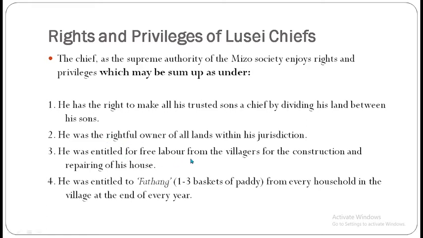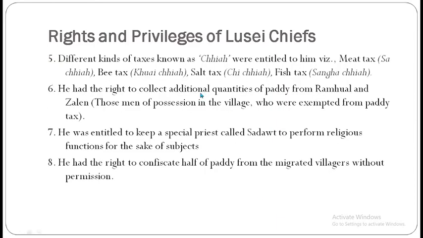He was entitled to free labor from the village for the construction and repairing of his house. He was also entitled to Touthang, one to three baskets of paddy from every household in the village at the end of every year. Different kinds of taxes known as chia were entitled to him, with meat tax, bee tax, salt tax, feast tax, etc. He had the right to collect additional quantities of paddy from Ramho and Jalian, those men of position in the village who were exempted from paddy tax.